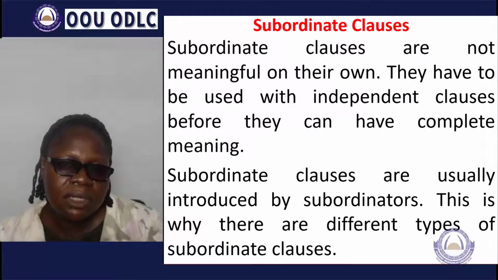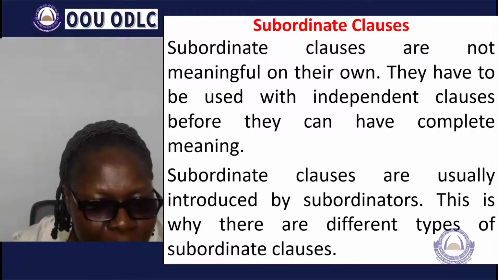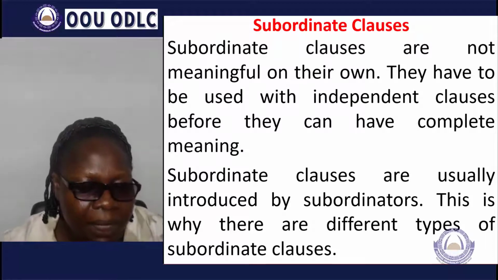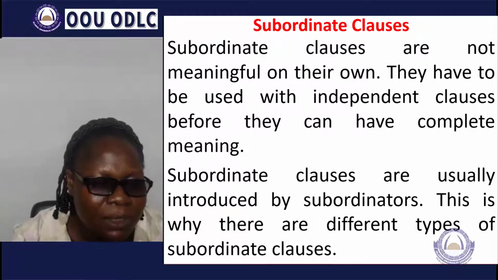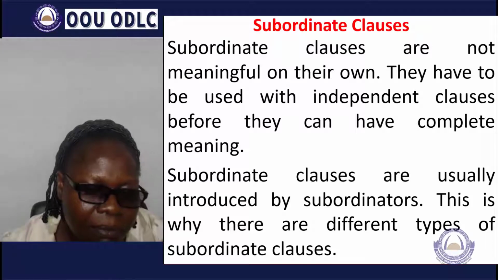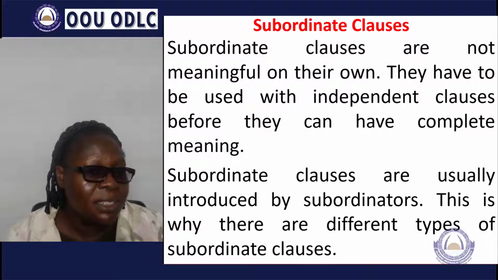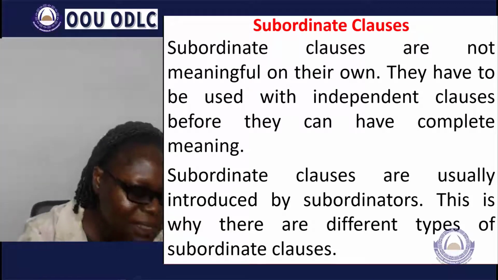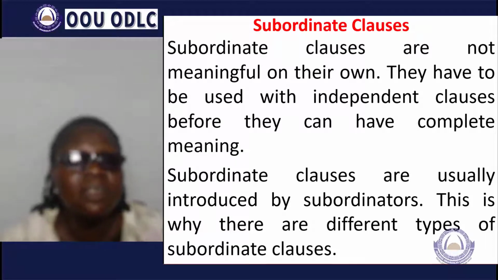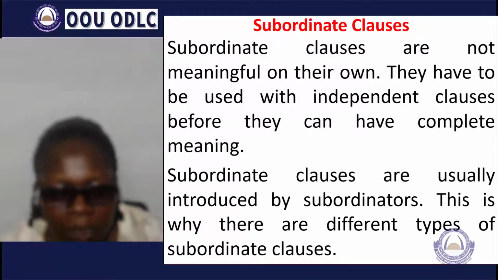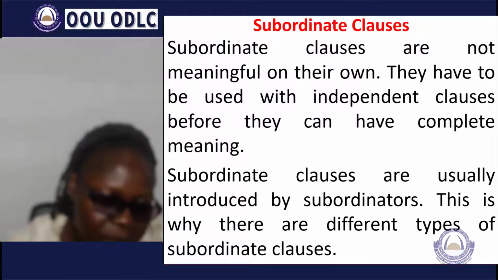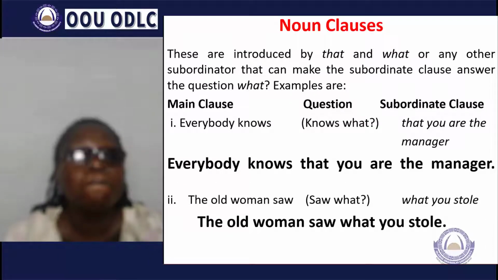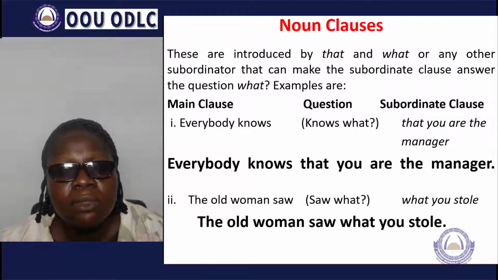Now, let's talk about subordinate clauses. Subordinate clauses are not meaningful on their own. That is, they have to depend on the independent clauses for them to have complete meanings. Remember that I told you that a subordinate clause is also known as a dependent clause. That means it has to depend on that structure, the independent clause, for it to be meaningful. Subordinate clauses are usually introduced by subordinators. This is why there are different types of subordinate clauses. Now, let's take a look at some of these subordinate clauses.